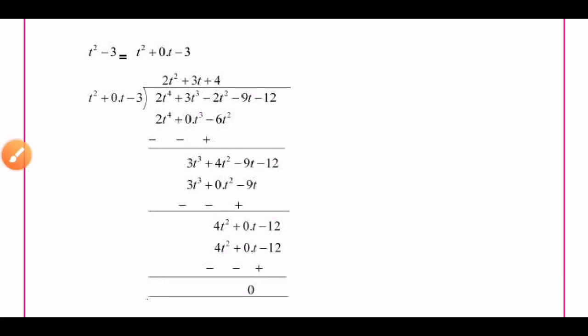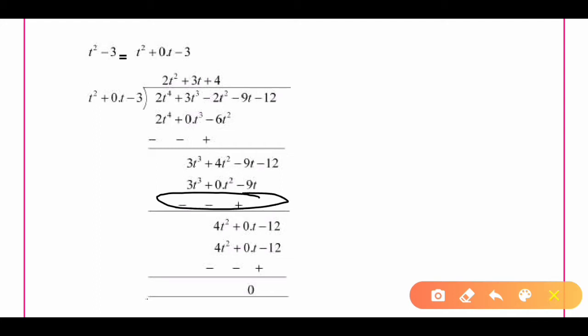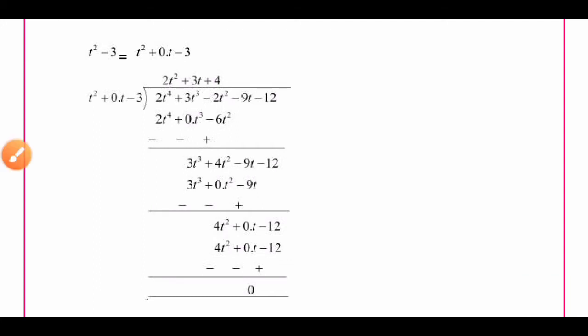Clear? Now again we will change the signs. You can see here. After changing the sign, we will perform the simple addition. So this one will be cancelled out and here we will get 4t, and this one is cancelled out and we will get 12 as it is. So minus 12 will be replaced here. Clear? Now again we will perform the division operation.